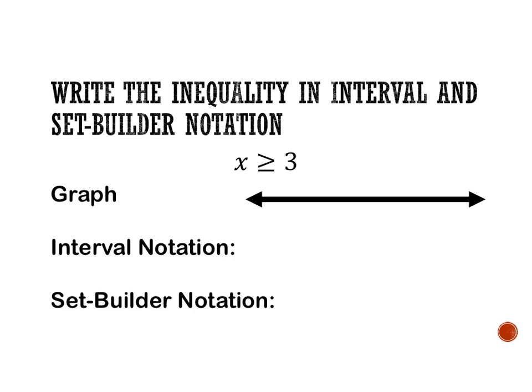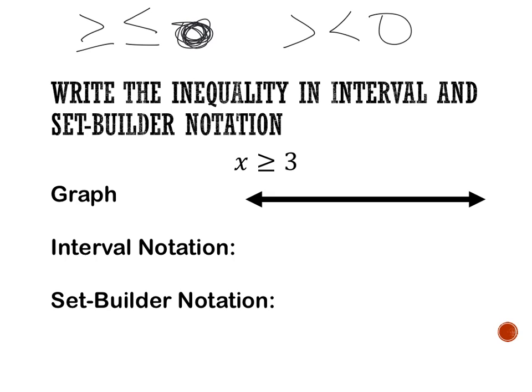Alright, so first of all, here's my example, x is greater than or equal to 3, and I'm going to write this inequality in interval and set builder notation. To do that, I'm going to start with graphing this inequality. One thing to remember when you graph an inequality: if you have the greater than or equal to and the less than or equal to, you're going to have a shaded or closed dot on the number line. And if you have the greater than or less than, you're going to have an open dot.